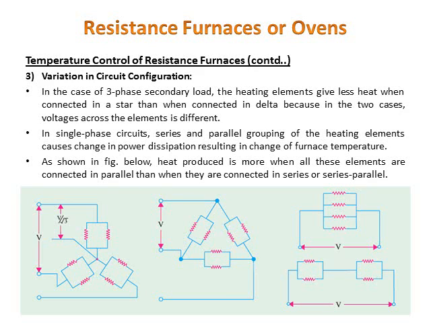Or we can have series parallel combination. So this is a series parallel combination. Remember, the heat dissipated will be maximum when the supply to all the elements will be V, that is when the elements are connected in parallel. So in order to obtain high heat, we need to connect the elements in parallel. In order to reduce the heat, we can connect the elements in series, or in order to have proper temperature control, we can have series parallel combination.